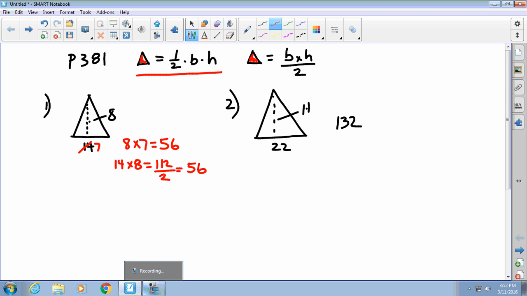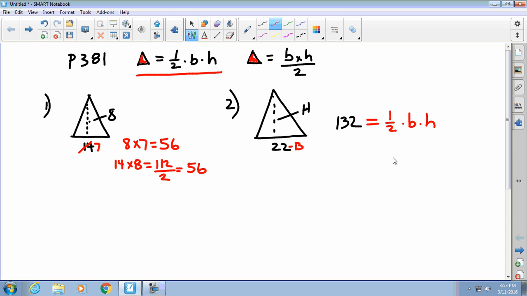Now for number 2, here's where you want to use that new formula, 1/2 base times height. In the problem, we don't know what the height is. We know the base is 22, and we don't know the height. So they tell us the area equals 132. Now, we plug in that new formula, 1/2 times the base times the height, and we can actually figure out the missing piece. We know the area is 132. We want to find out what the h is. The 22 is the base.